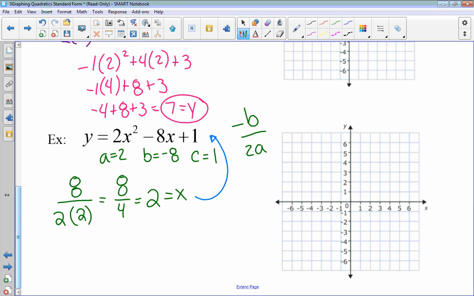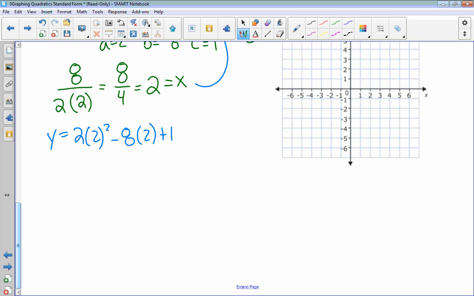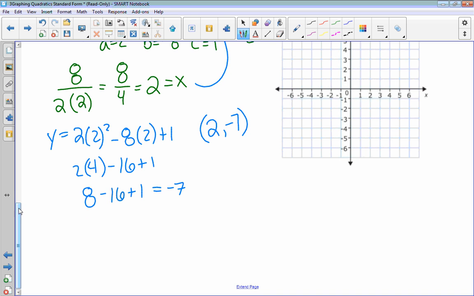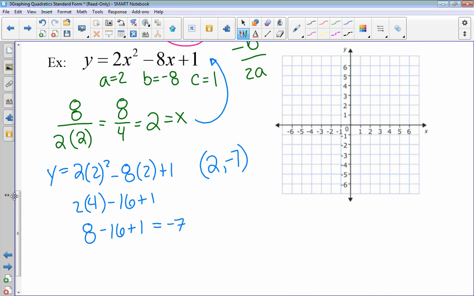So I'm going to say y equals 2 times 2 squared minus 8 times 2 plus 1. So we get 2 squared here is 4. 8 times 2 is 16. 2 times 4 is 8. And if we simplify, we get negative 7. So this time our vertex occurs at the point 2, negative 7. So if we graph that, we have 2, negative 7 right here. Now from there, we just need to go out and over.